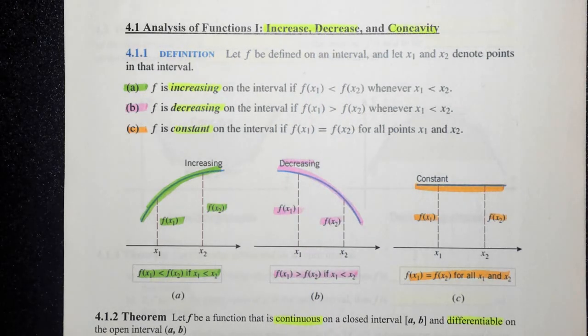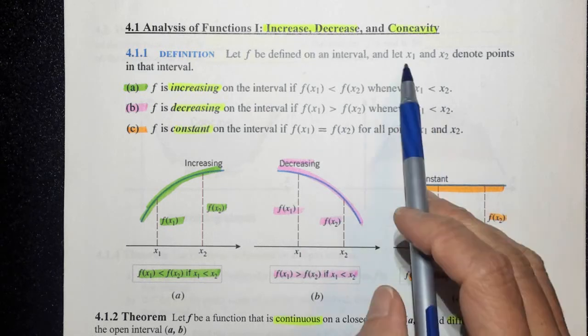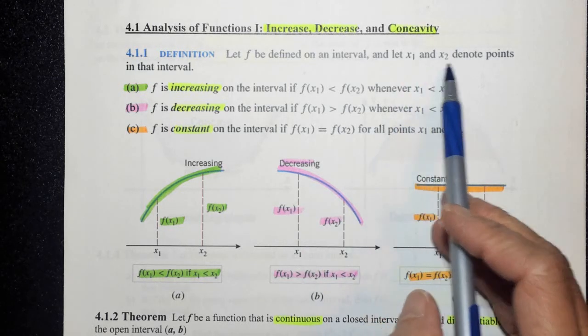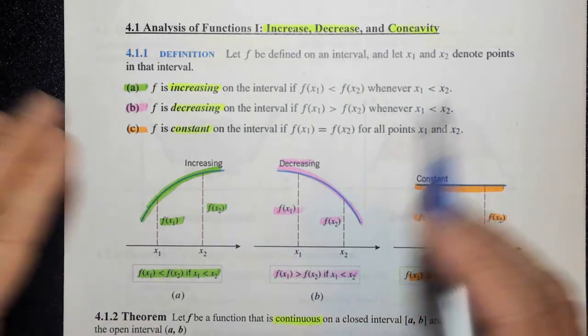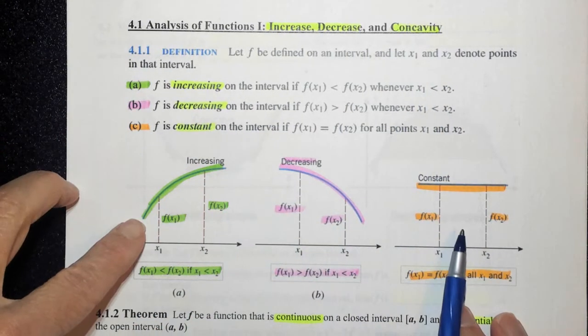Now, for those of you in physics, these descriptions are slightly different from what we're talking about in calculus. So first of all, by definition, this is our algebraic definition, we're going to let f be defined on an interval and let x sub 1 and x sub 2 denote points in that interval. I will show you each piece and its corresponding graph.